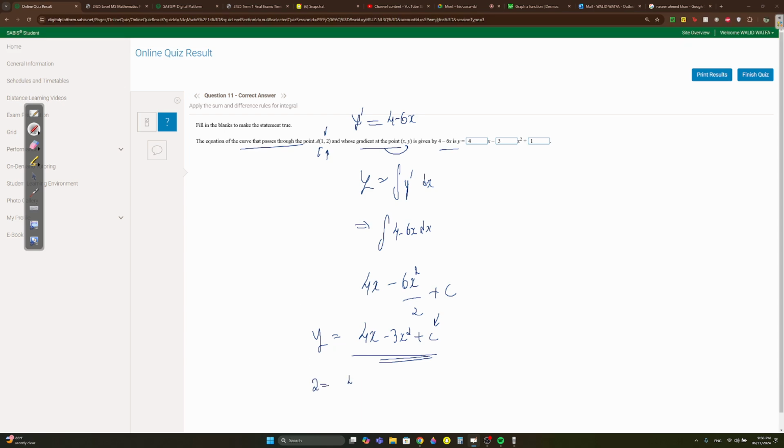2 is equal to 4 times 1 minus 3 times 1 squared plus c. So you're going to get c equals 1, if you solve this. So that means your equation of the curve is 4x minus 3x squared plus 1. No, 4x, not 4x squared. Sorry. There you go.